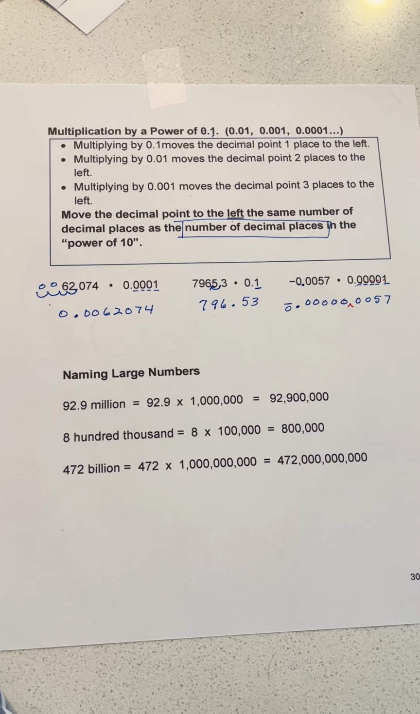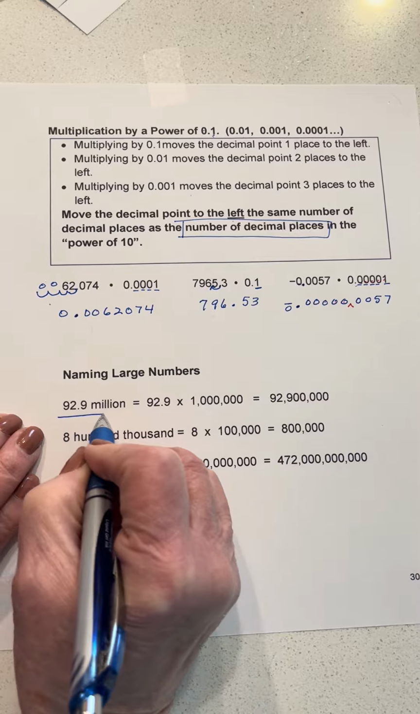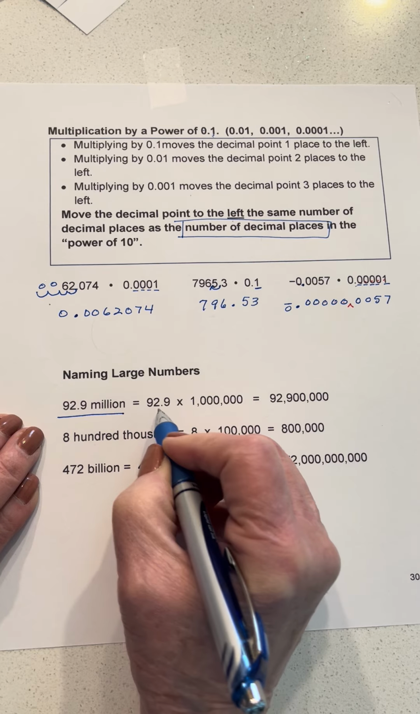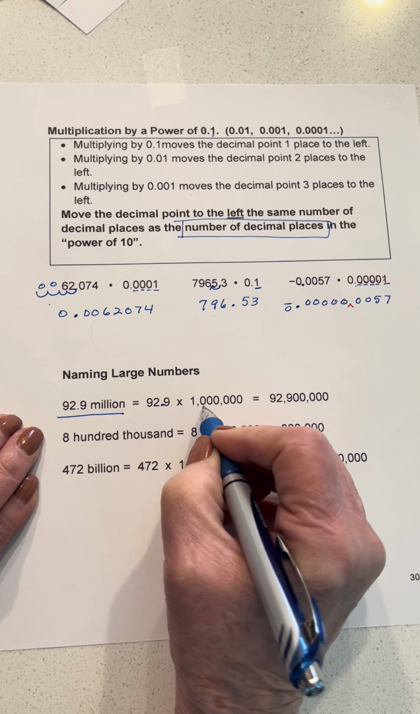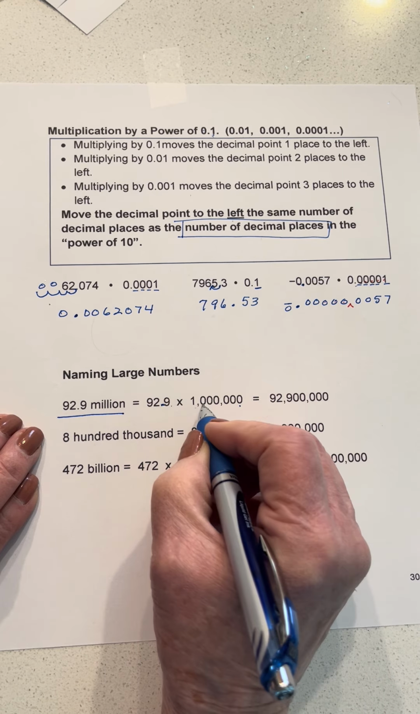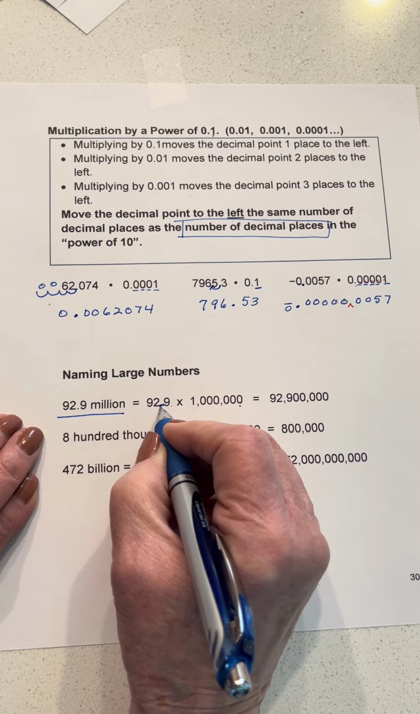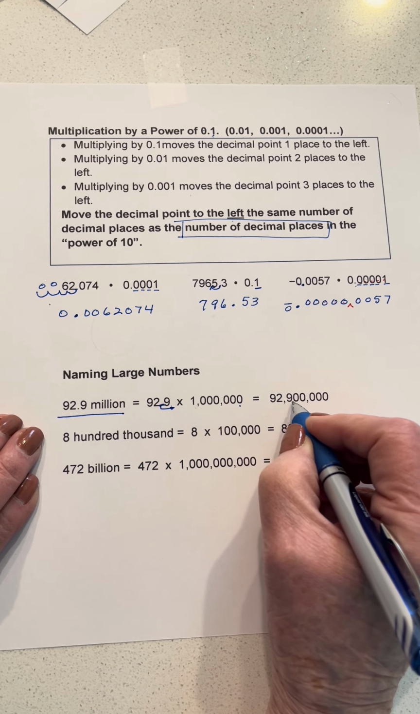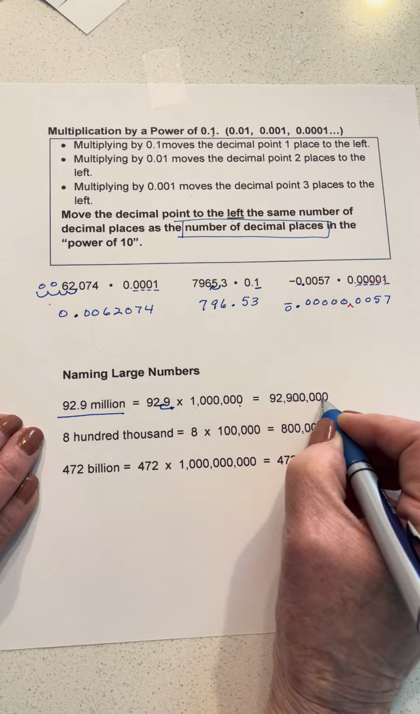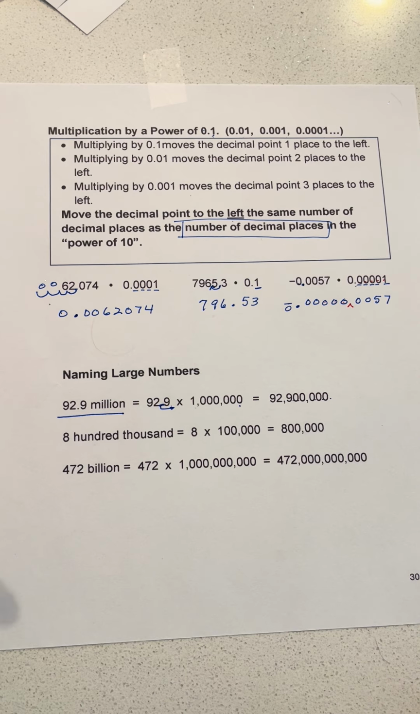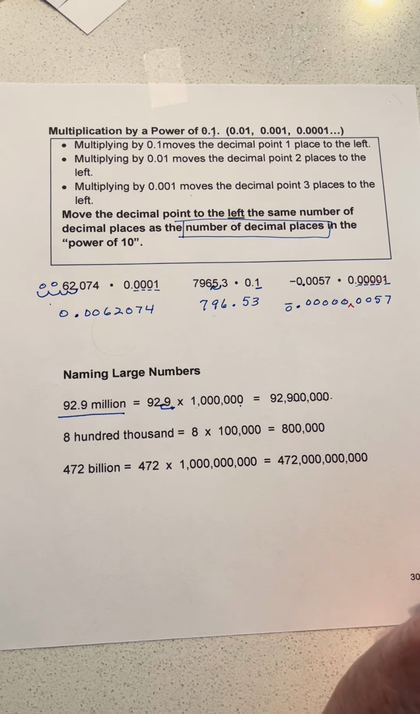This last thing is just a little piece of information to help you. Lots of times we have large numbers written like in newspapers or articles or sometimes in problems as 92 and 9/10 million, which is 92 and 9/10 times a million. In other words, we have 6 zeros, so we're moving this decimal point to the right 6 places. 1, 2, 3, 4, 5, 6. So 92 and 9/10 million would be 92,900,000.